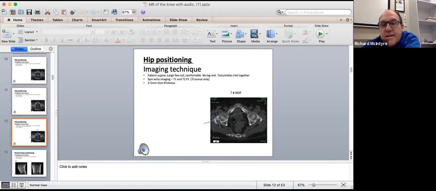The exception to that is when we're doing a fractured NOF. If we're doing a fractured NOF, then we're going to go along the length of the plane of that neck of femur, and we're going to go sagittal. We're not going to go orthogonal. That's the exception.